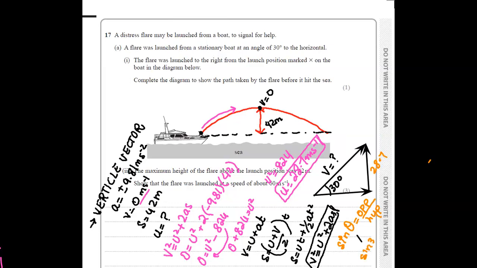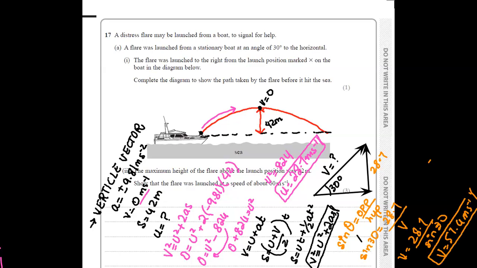Sine 30, my opposite is 28.7. My vertical is the velocity with which I'm actually throwing the flare. So I will do velocity equals 28.7 divided by sine 30. And when I do the calculations, I end up getting my answer as velocity equals 57.4 meters per second.